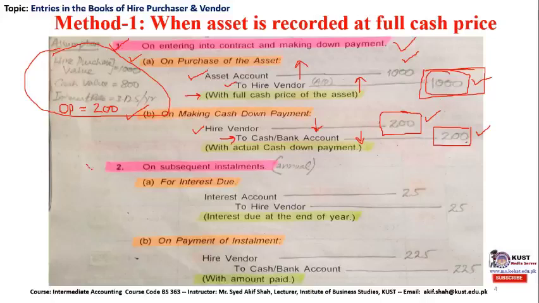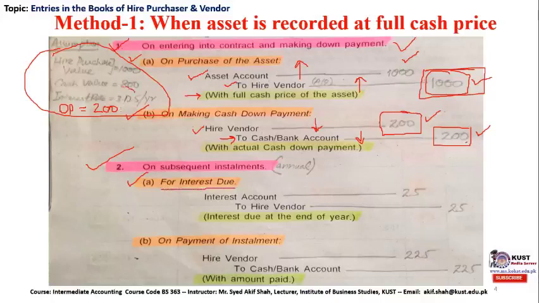So in the subsequent year, the next year, at the completion of the first year or in the subsequent years, these two entries will keep on recording until the hire purchase agreement becomes fulfilled. The second entry in the books of hire purchaser will be to record the interest due on this agreement.